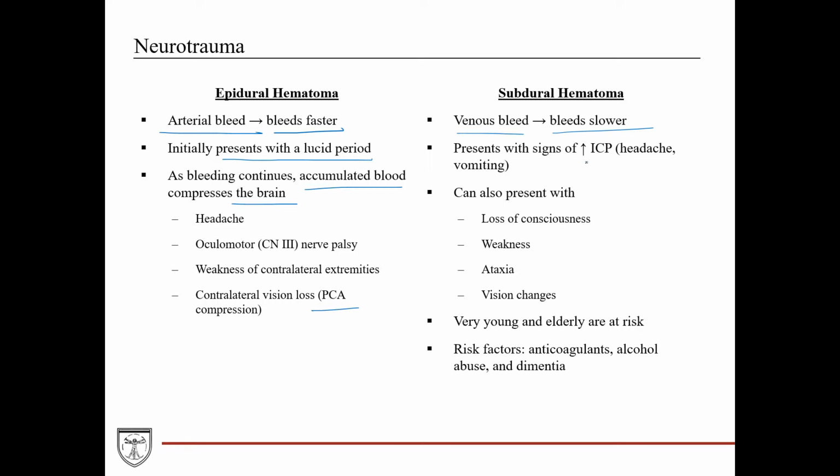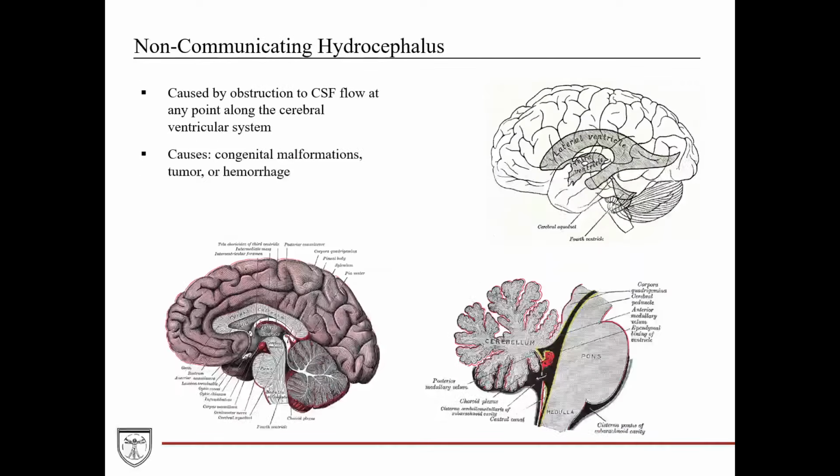Subdural hematoma patients are going to present with signs of increased intracranial pressure, such as headache, vomiting, papilledema. They can also present with loss of consciousness, weakness, ataxia, vision changes. It just depends on what's getting compressed.